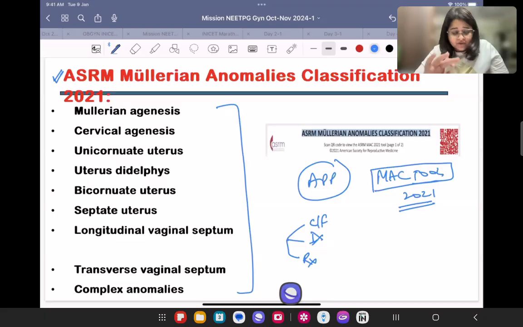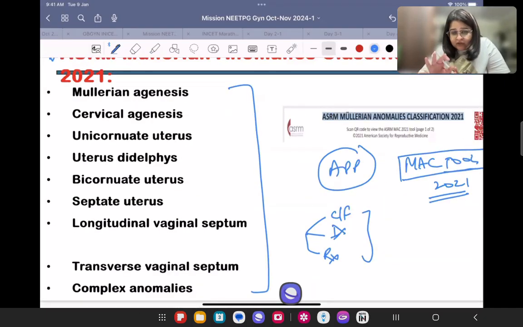So the classification is more of a tool which helps you with the clinical features, with the investigations, with the treatments. So if you just search on your phones, you will find this. And if you just go by the basic tool, how this classification gives it, it gives it as Mullerian agenesis, which we have discussed. This could again be partial agenesis or complete agenesis. Then you have cervical agenesis, which is a separate category all by itself. That means the cervix hasn't formed.